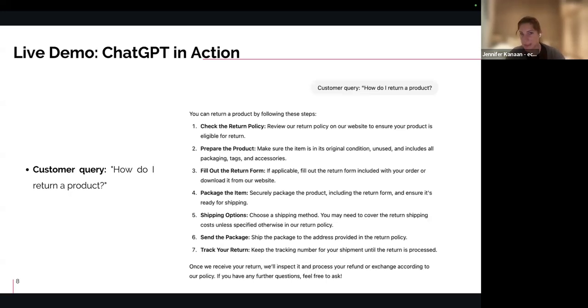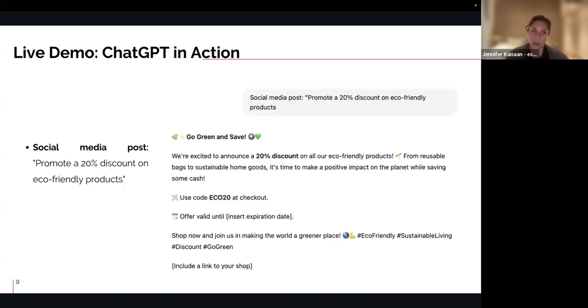It's a little different, so it's the same structure as the one you sent in the comment, but it's written differently, because I would assume that my history with ChatGPT is about sending it a big amount of information and asking it to summarize it in something concrete and more to the point. So it realized that I have a preference for short information. So check the return policy, prepare the product, fill out the return form, package the items, shipping options, all of these things. This is just by me asking, how do I return a product?